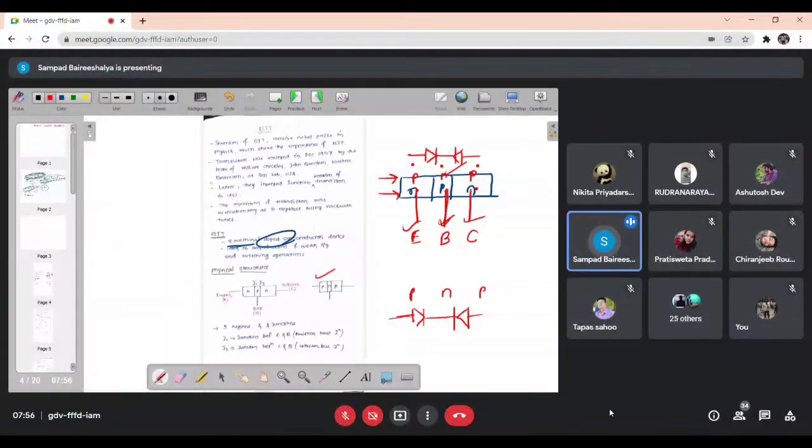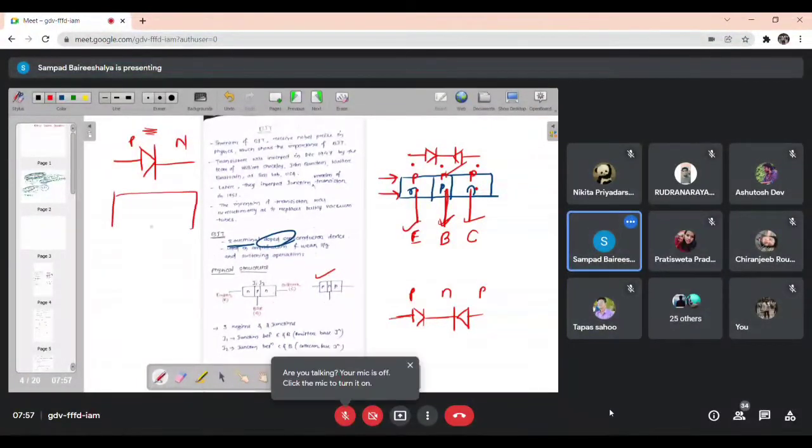Okay. Again, one thing. Once you have a diode, you know this is the P side, this is the N side. Whenever we join P and N, at the middle point or at the junction, you have some depletion region. Yes or no? So this is P type, this is N type. At the junction, you have some depletion region. Yes or no?